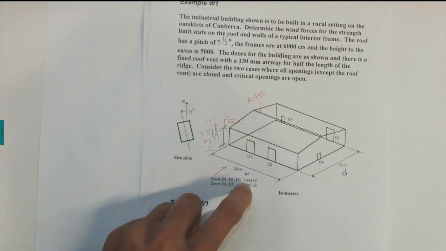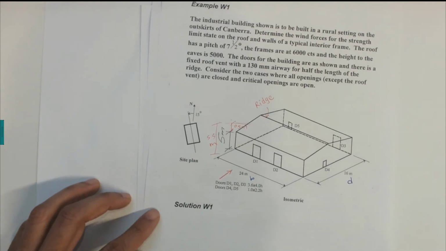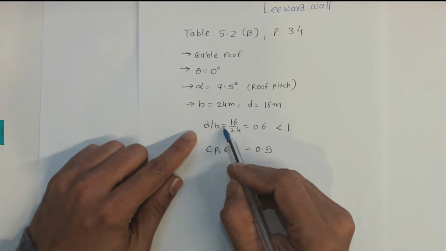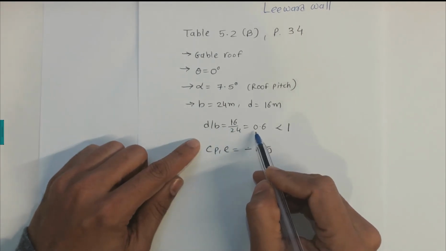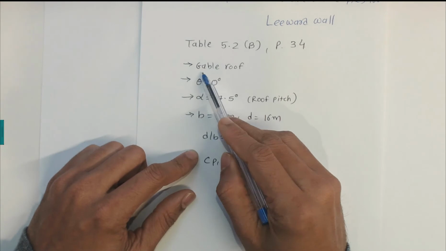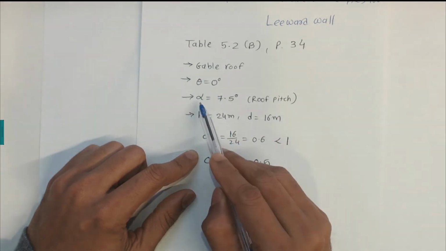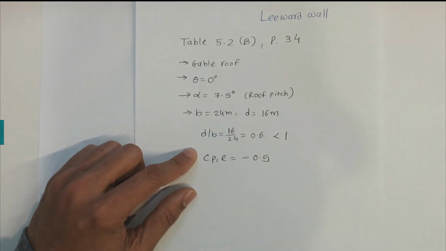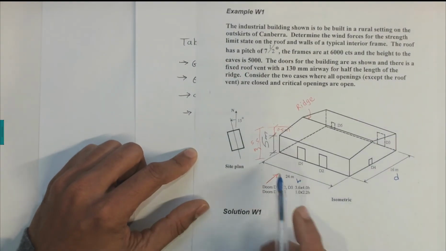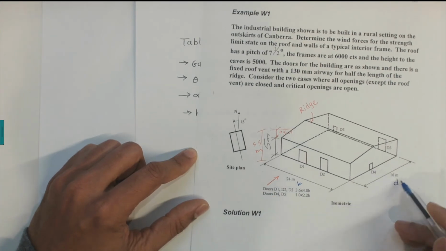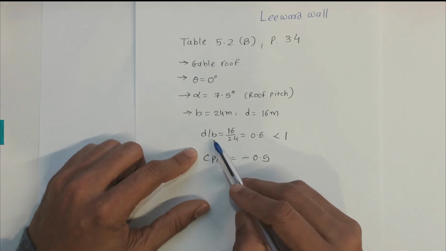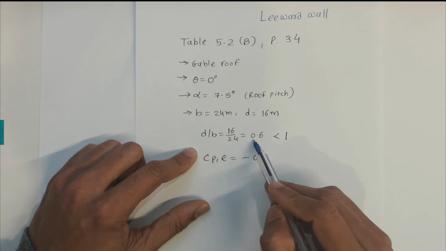So D on B, D is equal to 16 meters. That's what I put here. D is equal to 16 meters over 24, which is 0.6, which is less than 1. So I put all the details here. It is a gable roof, theta equal to 0, alpha equal to 7.5 given in the question, B equal to 24 because that is perpendicular to the wind direction, and D is 16 meters, which is parallel to the wind direction. So 16 on 24 gives you 0.6.